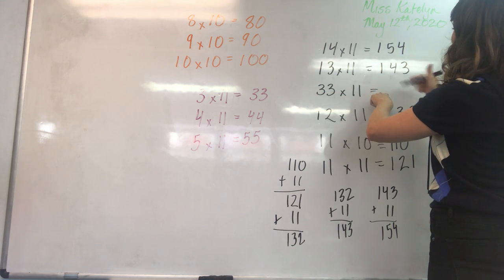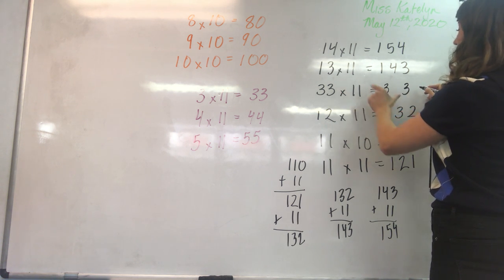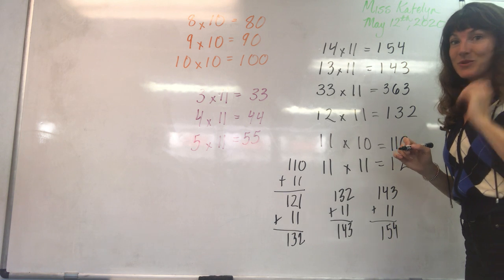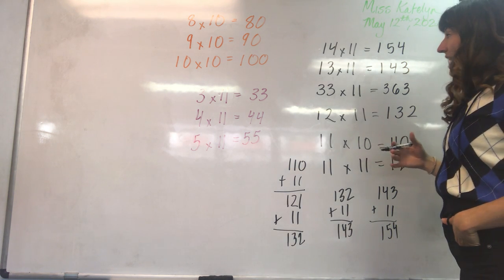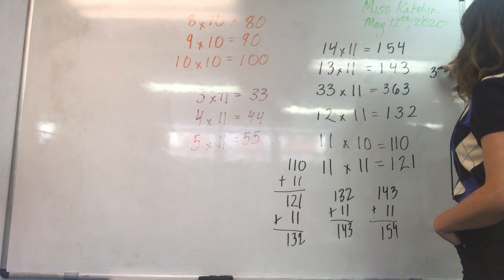I split my factors, 3 and 3, and then I add them together. 3 plus 3 is 6. 11 times 33 is 363. Okay, and now I'll prove that this way, okay?